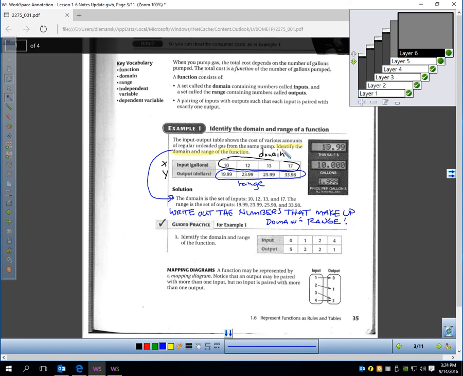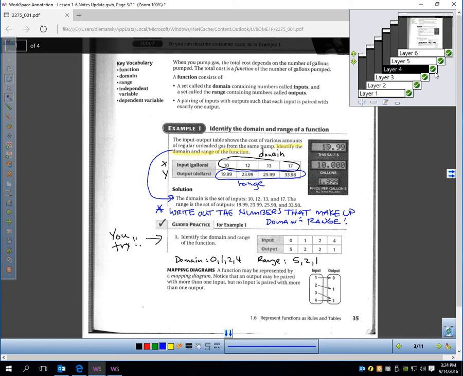When they ask you in the directions to identify the domain and range, right here you see a note. We want to write those out. We can't just circle them. We're going to write them out. So on a paper or homework or quiz or test, you'd want to write it the following way, like they have here. The domain is 10, 12, 13, 17. The range is 19.99, 23.99, 25.99, 33.98. Pause the video right now, and I want you to try on this problem. I want you to identify the domain and range of the function.